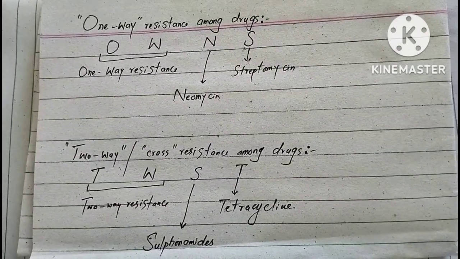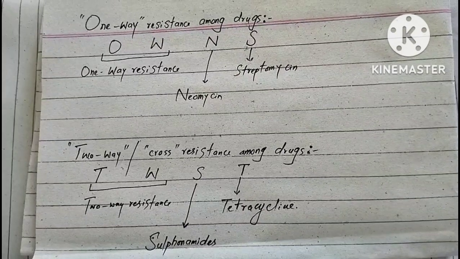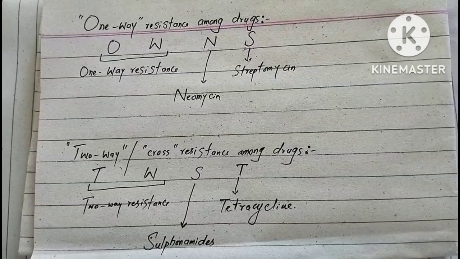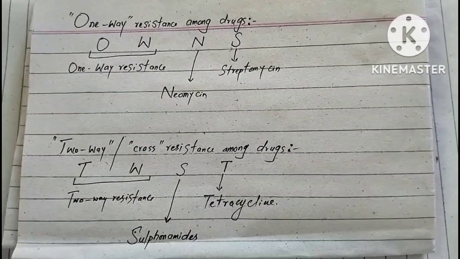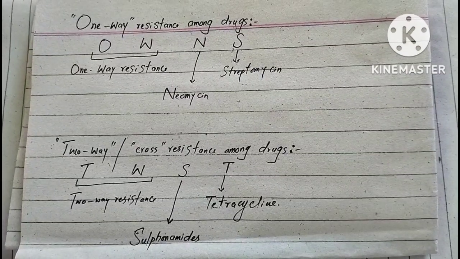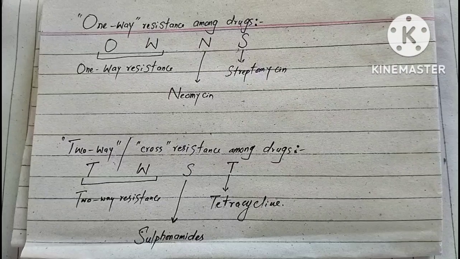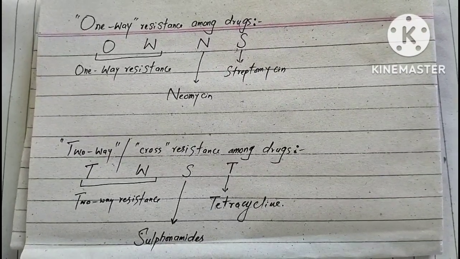This mnemonic will help you to remember those antimicrobial agents which show cross resistance. One is called one-way resistance. The mnemonic for one-way resistance among drugs in which one-way resistance exists is OWNS.